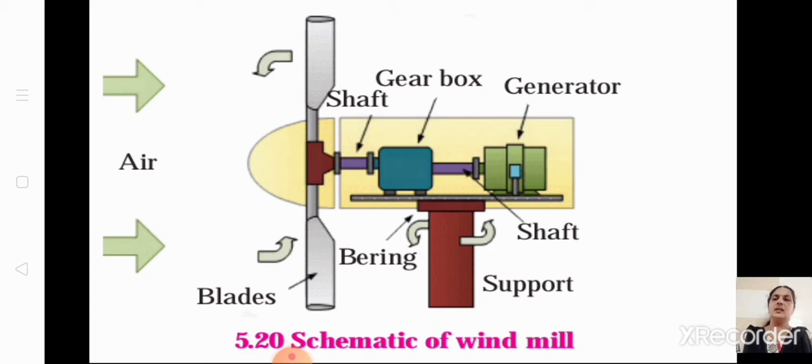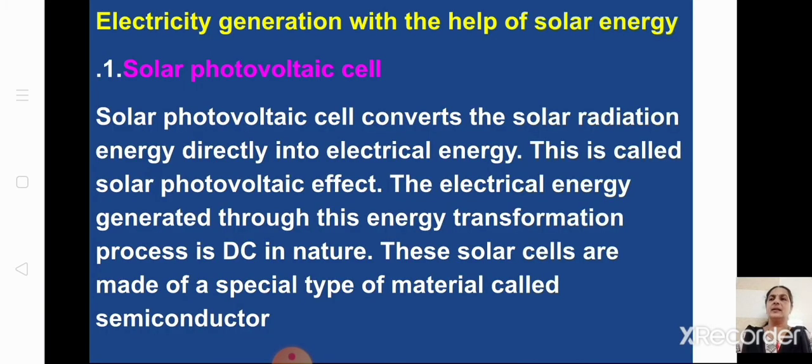Okay. And the last one we learned was electricity generation with the help of solar energy. There are two methods of getting solar energy. This one was the direct method, that is using a photovoltaic cell. In this method, the photovoltaic cell converts the solar radiation energy directly to electrical energy. We are using the solar voltaic cell. This is called the solar voltaic effect.